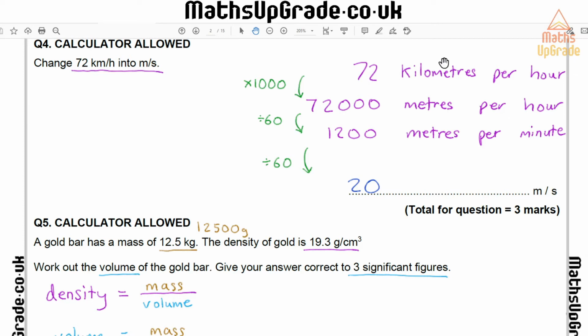So 72 kilometers per hour, if I multiply that by 1,000, that would give me meters per hour, because there's 1,000 meters in 1 kilometer. So multiply by 1,000 with the calculator. Then to turn this into meters per minute, I divide by 60, since there's 60 minutes in an hour. Then to convert this into meters per second, which is what I'm required to do, I divide it by 60 again, since there's 60 seconds in a minute. So the final answer there is 20 meters per second for 3 marks.